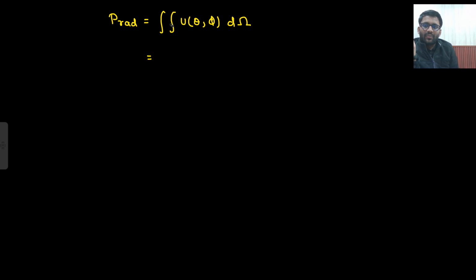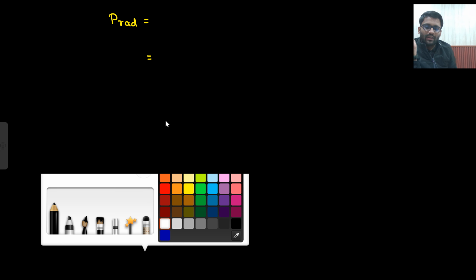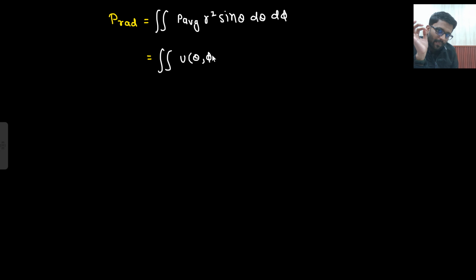So again, let's write down P radiated. Forget about this formula. How will you write down P radiated now? You will remember that P average would come, then R square sin theta d theta d phi would come. This much you will be able to remember. Now P average into R square, what is that? That is your U theta comma phi, sin theta d theta d phi.